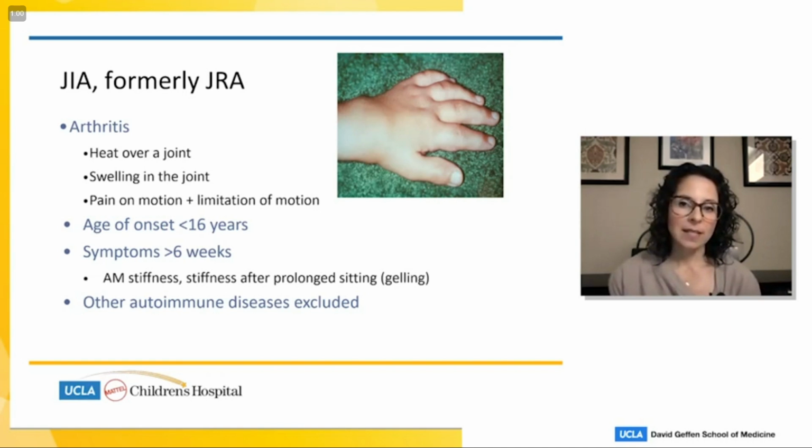So JIA technically occurs in patients that are less than 16 years of age. If they're 16 and older, then by definition, it is rheumatoid arthritis. As you've heard before, symptoms last for longer than 6 weeks and classically include morning stiffness, as well as gelling or stiffness after prolonged sitting, which patients describe after a long car ride or sitting in the classroom for a long time. What's always really important is that other autoimmune diseases are excluded, such as lupus, and we'll talk about that a little bit later.